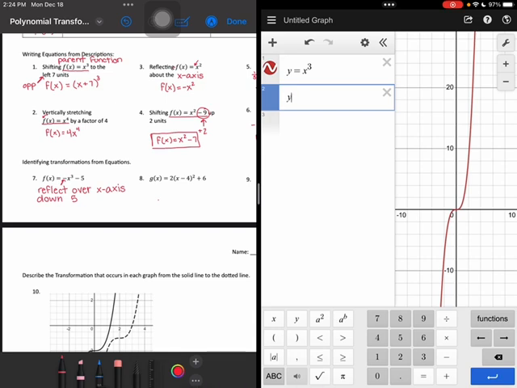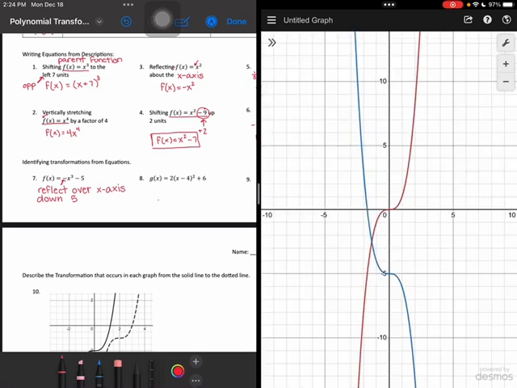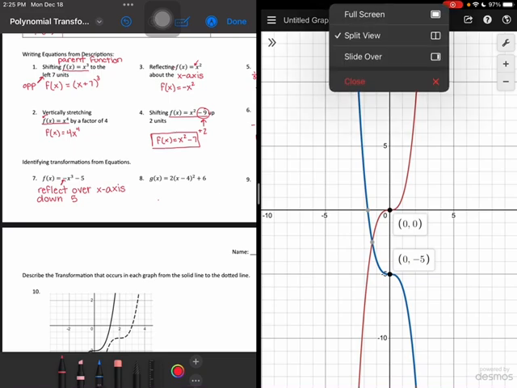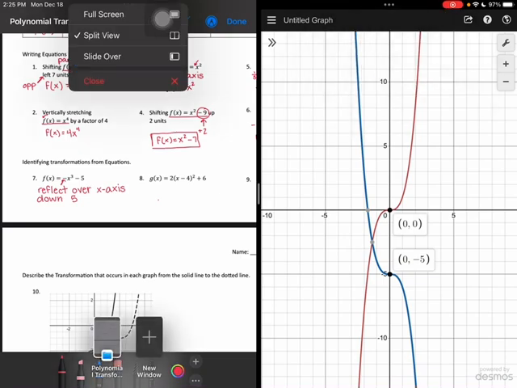So if I then type this new function, perfect. So the blue line is what I'm looking for. And let's see, it did flip it the other direction. Perfect. And then I also see that this point right here in the middle moved down 5. So I accurately predicted the transformations that would be happening. And we can do that anytime that we're just not sure.